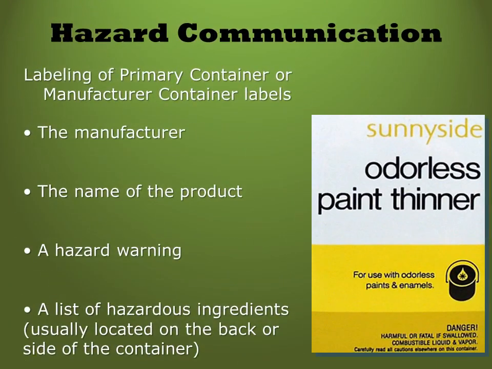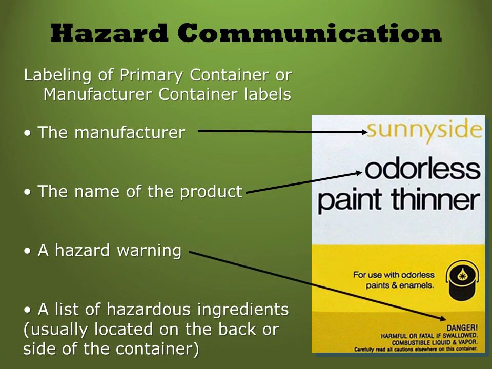The labeling of primary or manufacturer containers must reflect the manufacturer, the name of the product, a hazard warning, and a list of hazardous ingredients, usually located on the back or side of the container.